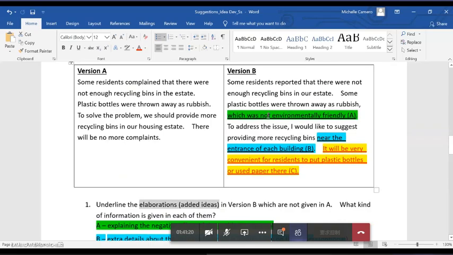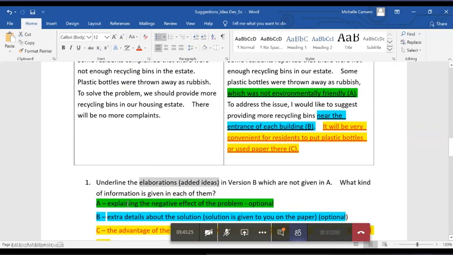So plastic bottles were thrown away, and that's not environmentally friendly. Notice what I say here. When you start giving extra information about the problem, the negative effect, it's optional. You don't have to add this idea. If you want to, you can. It's optional. Then we have B.